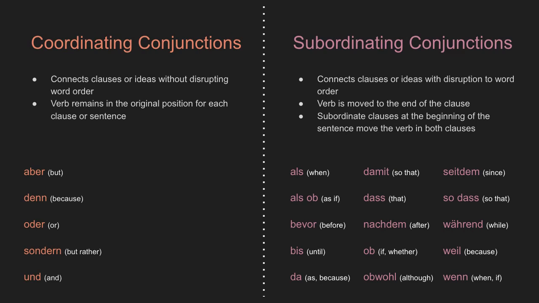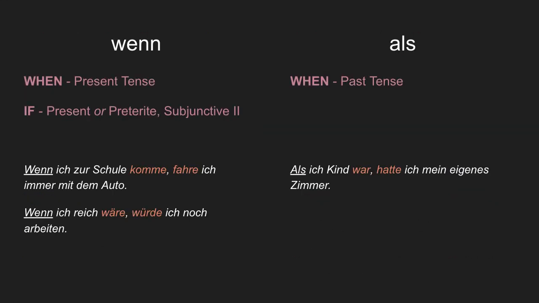So just a side note here, als is only used with past tense, and wenn is only used with present tense. So as I said before, we use wenn as when with present tense, and als as when with past tense. Wenn can also be used to express if statements, but this is either done in the present or preterite subjunctive too.